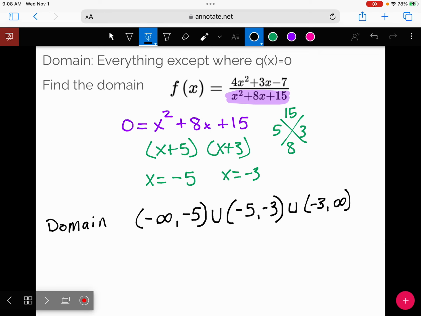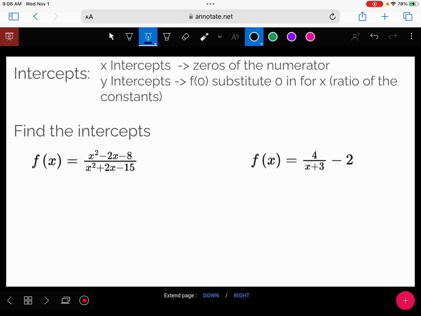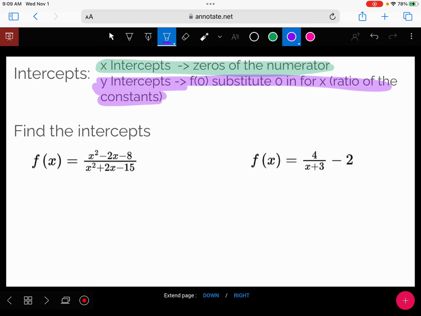Because next we're going to go on intercepts. Like, we're just going to add things every slide. We're going to add a new thing, because we're going to talk about our intercepts. To find our x-intercepts, we find the zeros of the numerator. To find our y-intercepts, we're going to substitute in 0 for x. It's going to wind up being the ratio of the constants, but substituting in 0 is the more reliable way to do it in case we have weird things going on.